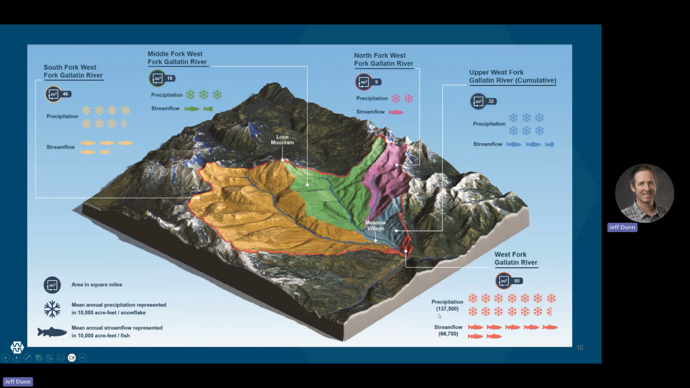You can see that with the high elevation peaks backing up there in the Spanish Peaks area. For the total watershed, precipitation coming in is 137,000 acre-feet and 66,000 goes out, so roughly 52% of our precipitation is realized as stream flow.